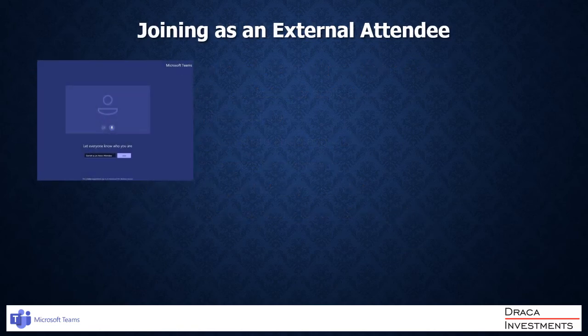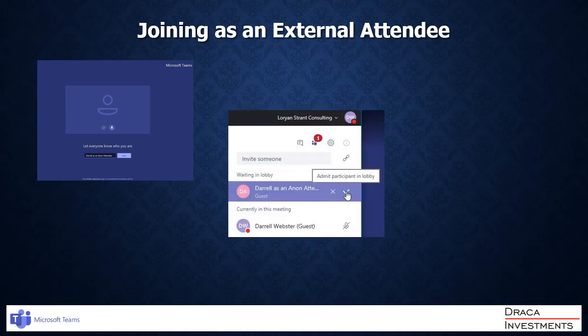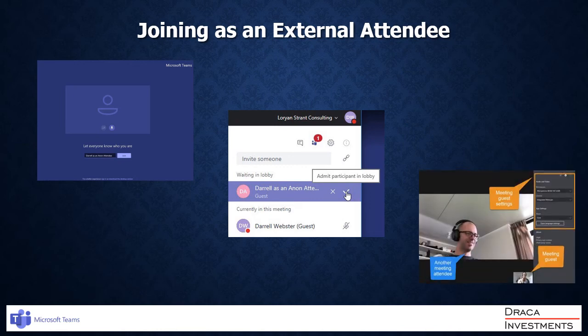You can always join a meeting even if you do not belong to the organization. You will either receive a link or an invite. When you join the meeting, you will most likely be put in a lobby to wait until they are ready for you. Once they admit you, you will be a full participant of the meeting.